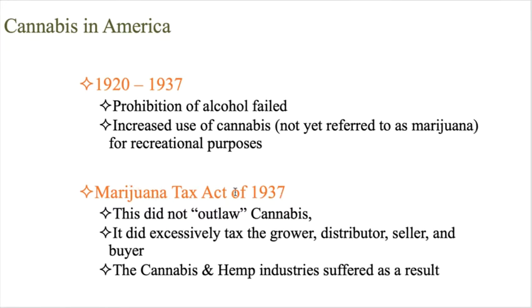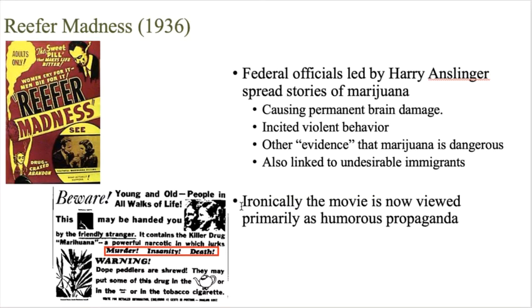The Marijuana Tax Act of 1937 did not outlaw cannabis or make it illegal to use, but it did create a really, really high price on the grower, distributor, seller, and buyer. So basically, this is what we've tried to do with cigarettes, is make the taxes on them so high that it almost becomes cost prohibitive to even use it. So the cannabis and hemp industry suffers as a result and really began to weaken.